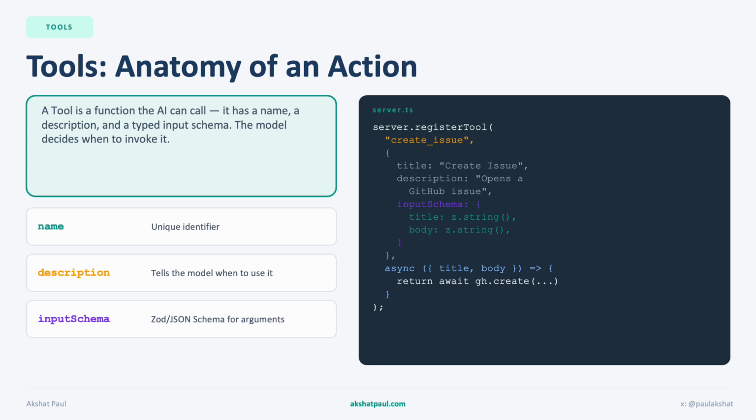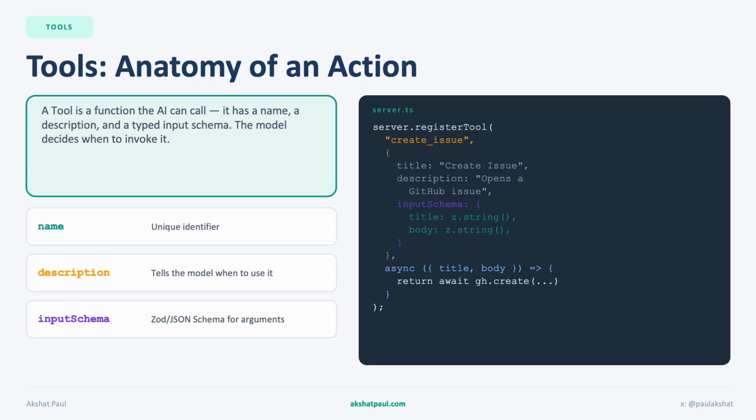Let's start with tools, since they're the most commonly used primitive and the one you'll reach for most often. Every tool has three essential parts, and you can see them laid out on the left. First, the name, a unique identifier for the tool, something like create_issue or query_database. This is what the model references internally.